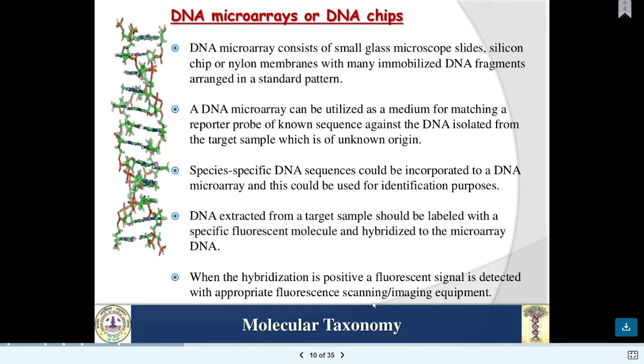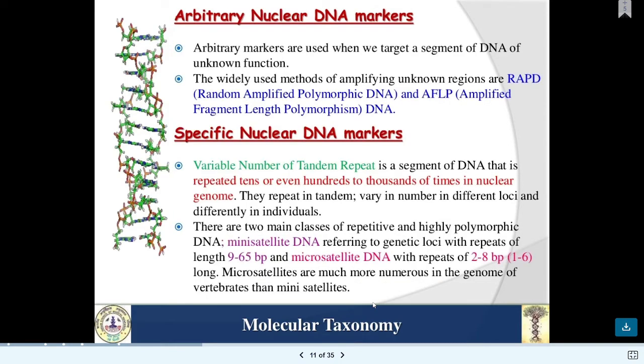This could be used for identification purposes. The DNA extracted from the target sample should be labeled with a specific fluorescent molecule and hybridized to the microarray DNA. When the hybridization is positive, a fluorescent signal is detected with the appropriate fluorescence scanning or imaging equipment.